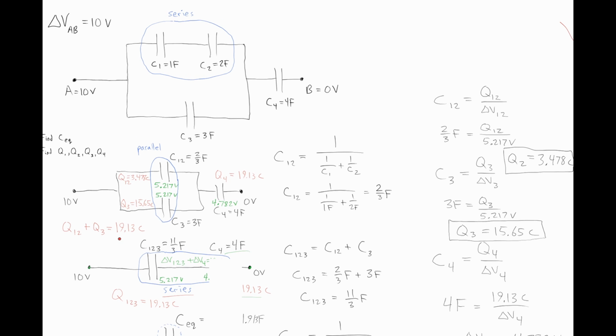Lastly, we would want to give our final answer for the overall problem. So we've got 19.13 coulombs on this capacitor. We've got 15.65 coulombs on this capacitor, and C1 and C2, they would share the same amount of charge because they're in series. 3.478 coulombs there, and 3.478 coulombs there.